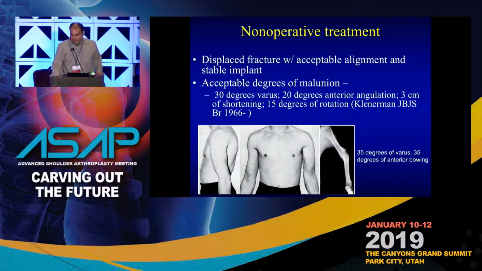Non-operative treatment's reasonable for displaced fractures with acceptable alignment and a stable implant. And these are the numbers that we're all familiar with for treating humeral shaft fractures, and exactly the same indications are for a fracture with a stem. Interestingly, these numbers are based upon a study over 50 years ago, and we still use these numbers today. If alignment is outside these parameters, deformity can be created, as you can see below.